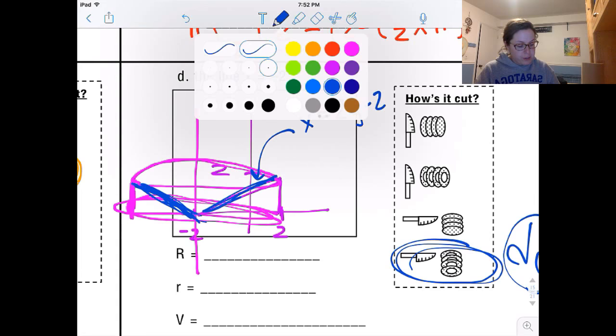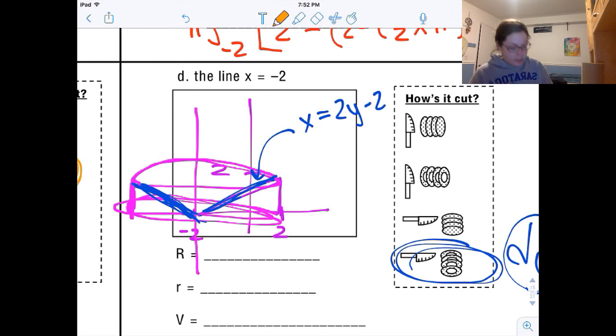Okay, so let's do outer radius and inner radius. So outer radius, go from your axis of rotation to your outer part, right? So that's 2 minus negative 2, or negative 2 minus 2. So whether you get positive 4 or negative 4 here, it doesn't matter because you're going to wind up squaring it. So it doesn't matter what you do.